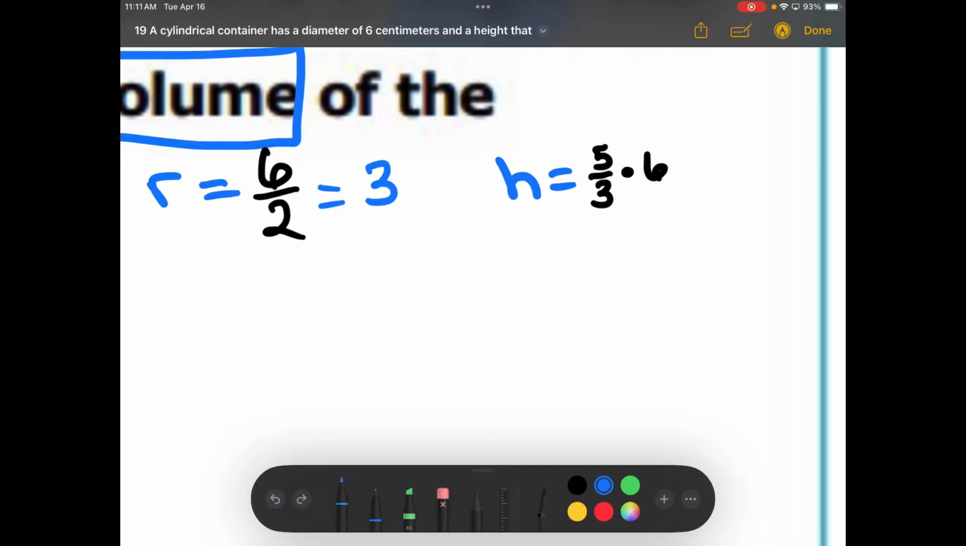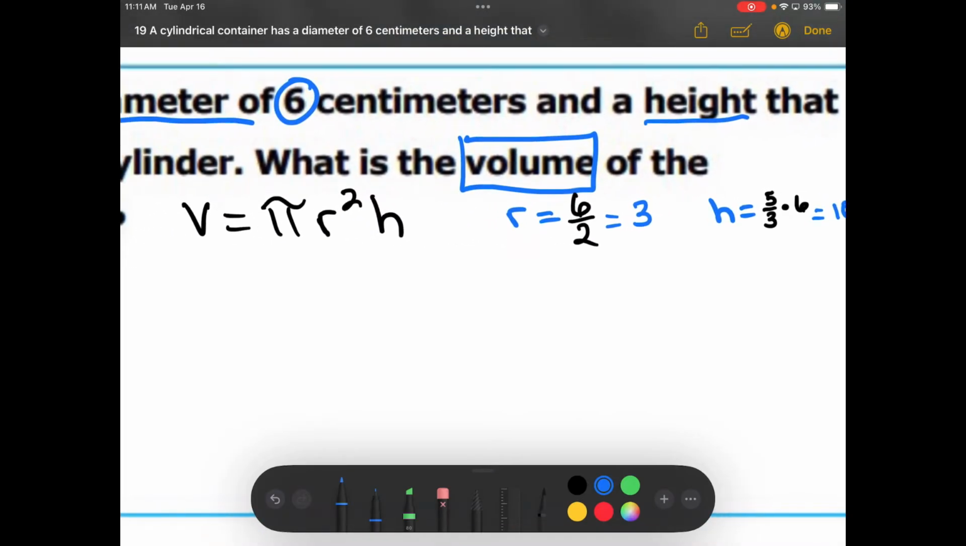You can do it in the calculator, do it in your head. If you are doing it by hand, you just multiply 5 times 6 and then divide by 3. What is 5 times 6? That's 30. Divide that by 3. What is the height? 10. So now we have the information we need.